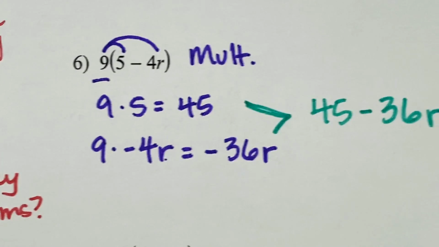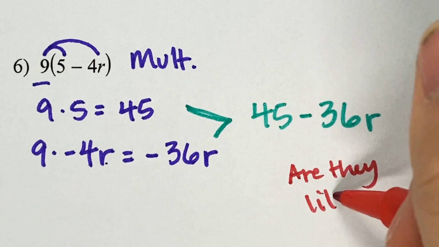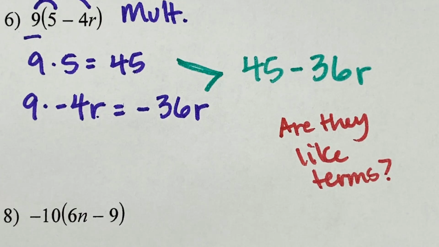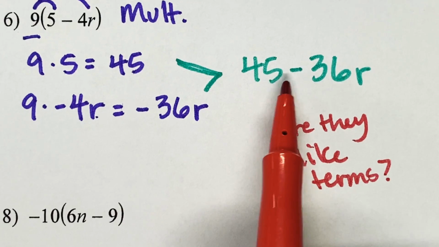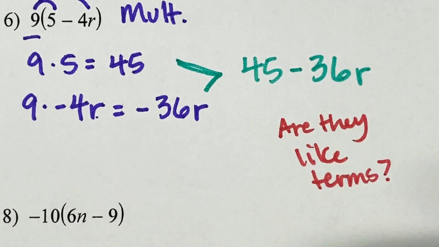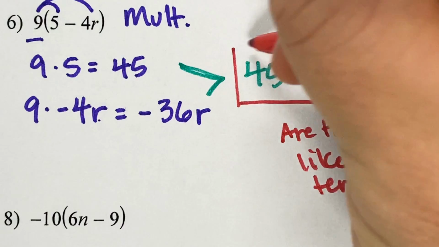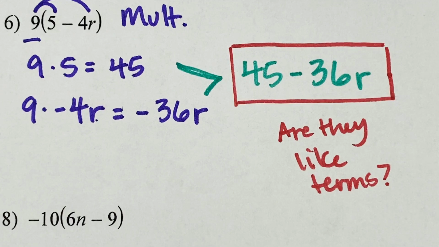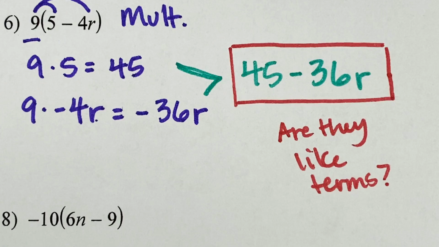Again, now we have to ask, are they like terms? If they are, we need to simplify a little bit. So let's look at 45. That one doesn't have an r attached, but negative 36r does. So are they like terms? No, they are not. So we cannot combine them. That is as simplified as it'll go. So our simplified expression is 45 minus 36r. Beautiful.